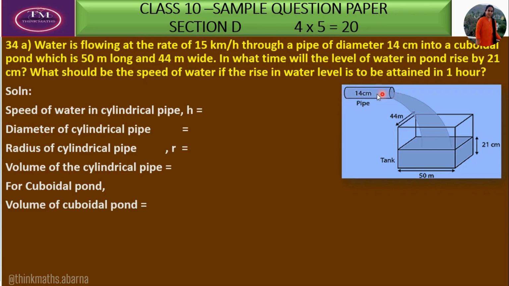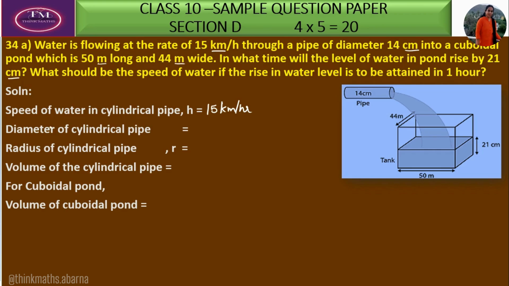In 1 hour, how much water will be filled up here? So speed is 15 kilometers. So it will be 15 kilometer per hour value will be filled. So speed of water in cylindrical pipe is 15 kilometer per hour. Now if you note here, the values are given here in kilometer and it is in centimeter and this is in meter and this is in centimeter.